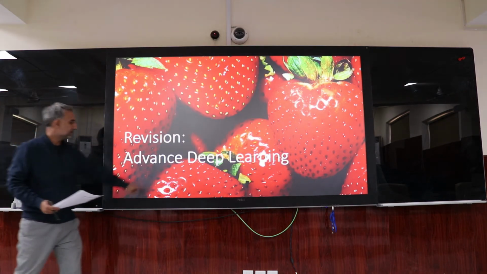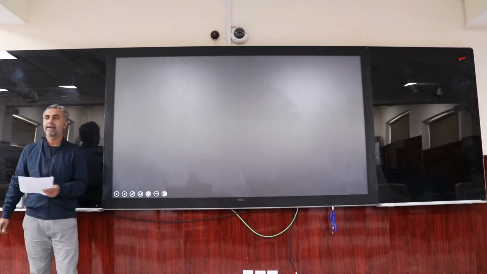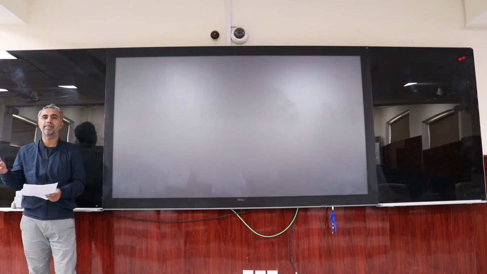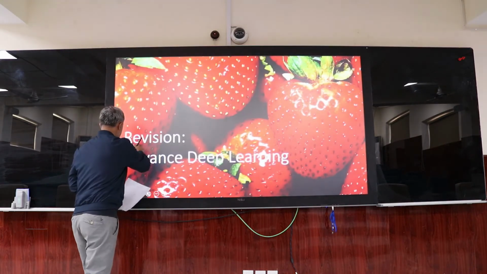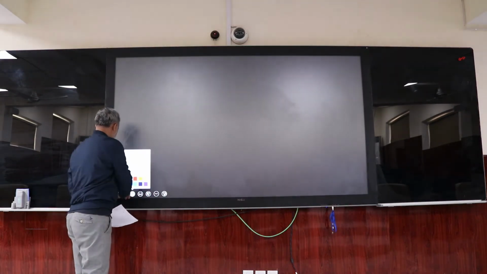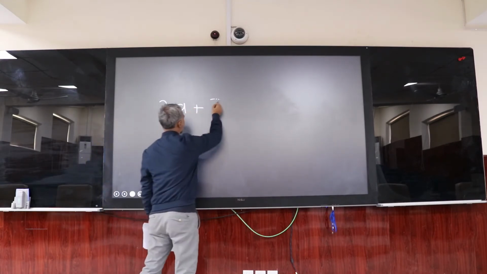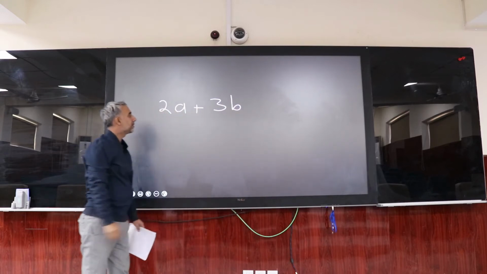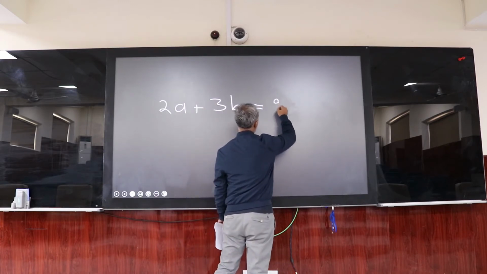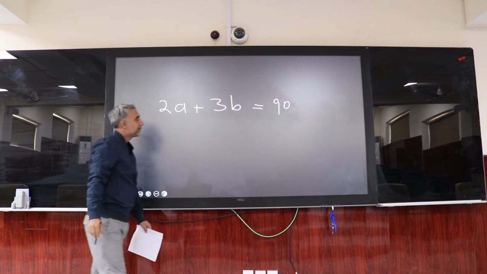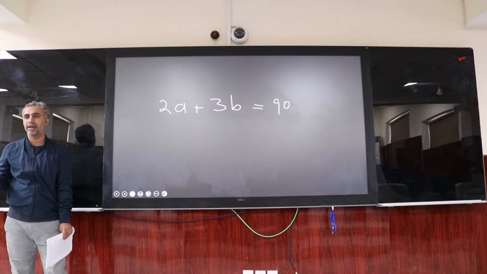In the last class, at the end of the lecture, I portrayed an equation showing how we can compose a real-life problem in the form of an equation. For example, if we are dealing with fruit, say 2 apples and 3 bananas from some shop, we want to buy this number of fruits and we are paying a total sum of 90 rupees. This is one problem, one format you can say.